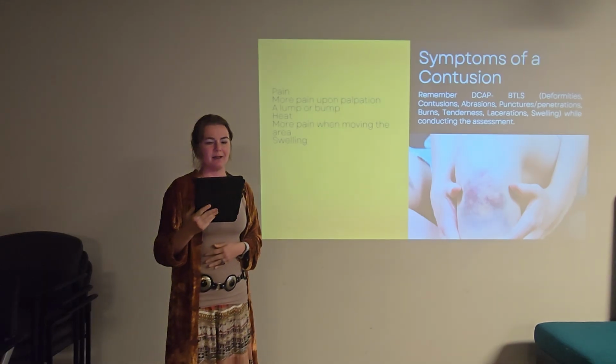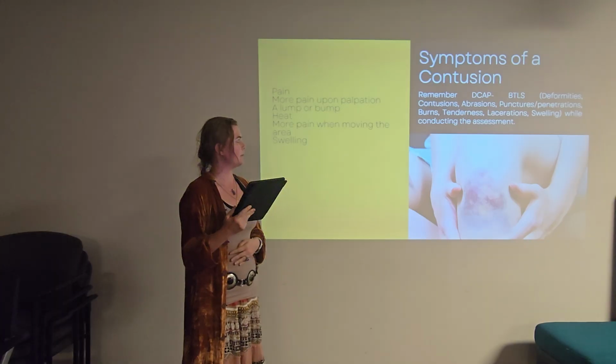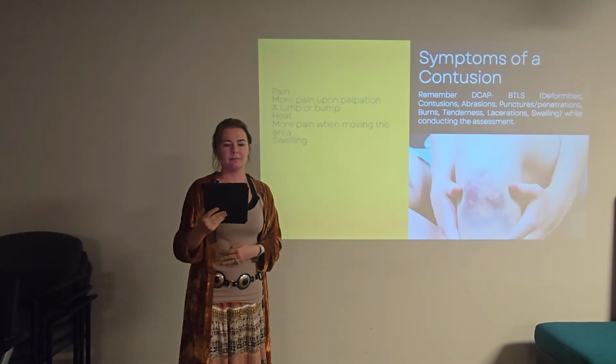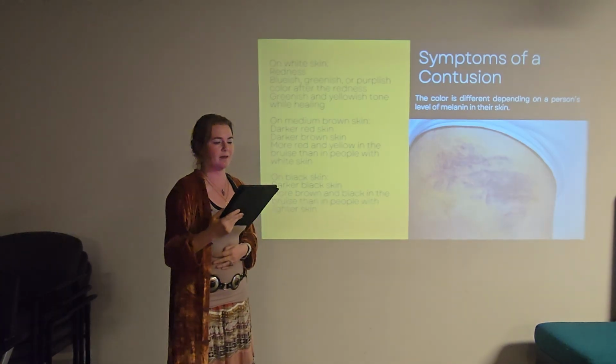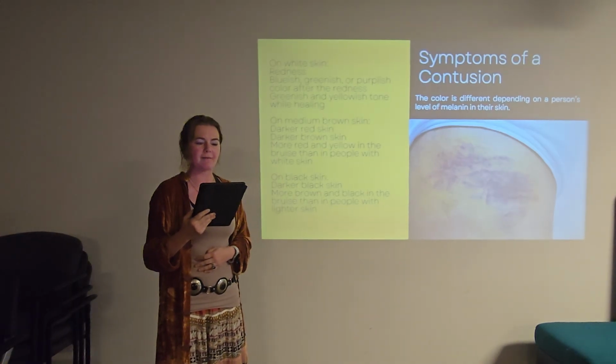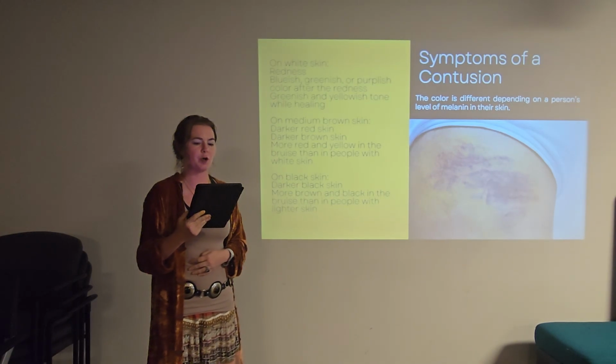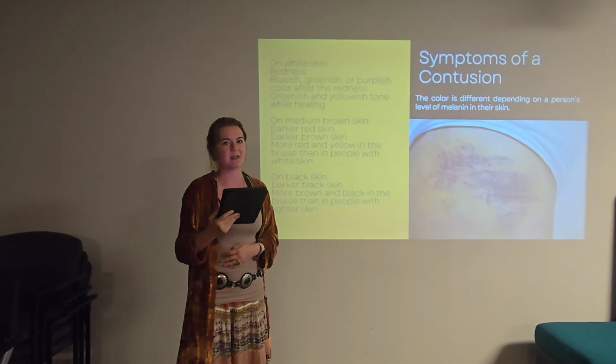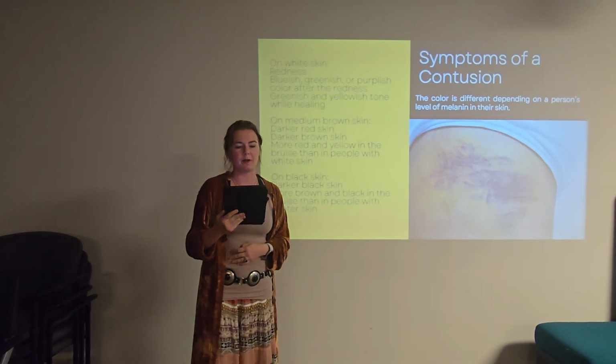On white skin, this looks like, Ian? Oh, sorry. On white skin, this looks like redness, then a bluish, greenish, or purplish color after the redness, and a greenish or yellowish tone while healing, with some exceptions for abdominal injuries, which we'll show in a bit.